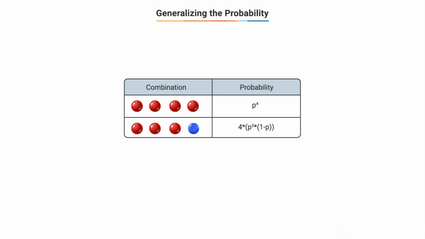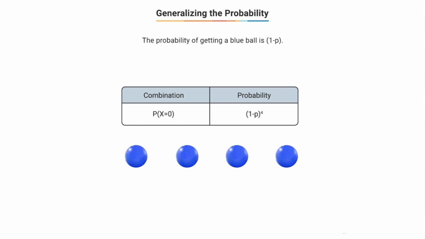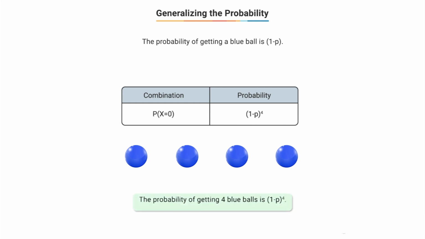Why did we get this 1 minus P? 1 minus P represents the probability that we are getting a blue ball, so we evaluate this expression as 4P to the power 3 into 1 minus P. The probability that the random variable will take the value 0 is given as 1 minus P to the power 4. Why so? This is because 0 red balls means there are 4 blue balls and each blue ball has a probability of 1 minus P. Thus, it is 1 minus P times 1 minus P times 1 minus P and so on up till 1 minus P to the power 4.